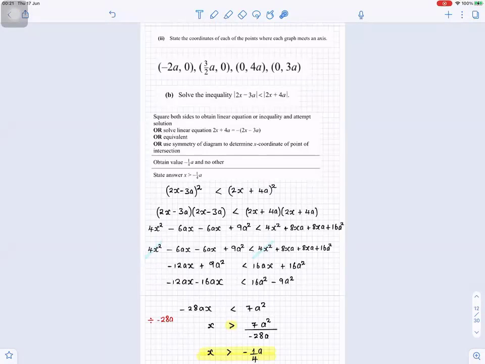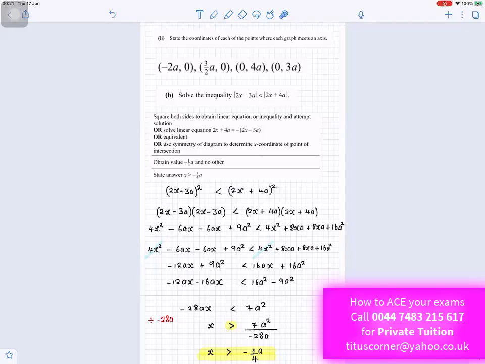State the coordinates of each of the points where each graph meets the axis. So it meets at (-2a, 0), (3/2 a, 0), (0, 4a), that's for the y-axis, and (0, 3a), that's for the y-axis. Part B, solve the inequality.